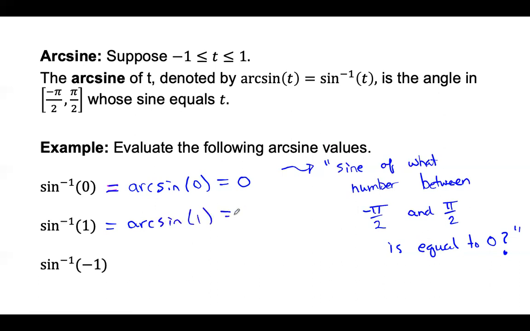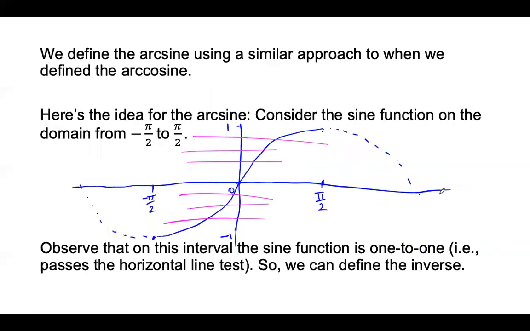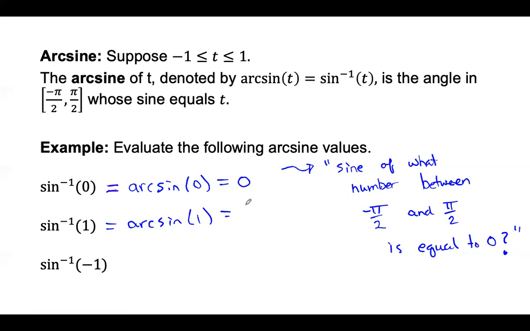So for the next one, we're looking at the sine of what number between negative pi divided by 2 and pi divided by 2 is equal to 1. So where is it equal to 1? Right, pi over 2. Perfect. And then the last one, arc sine of negative 1 would be, right, negative pi over 2. Perfect.